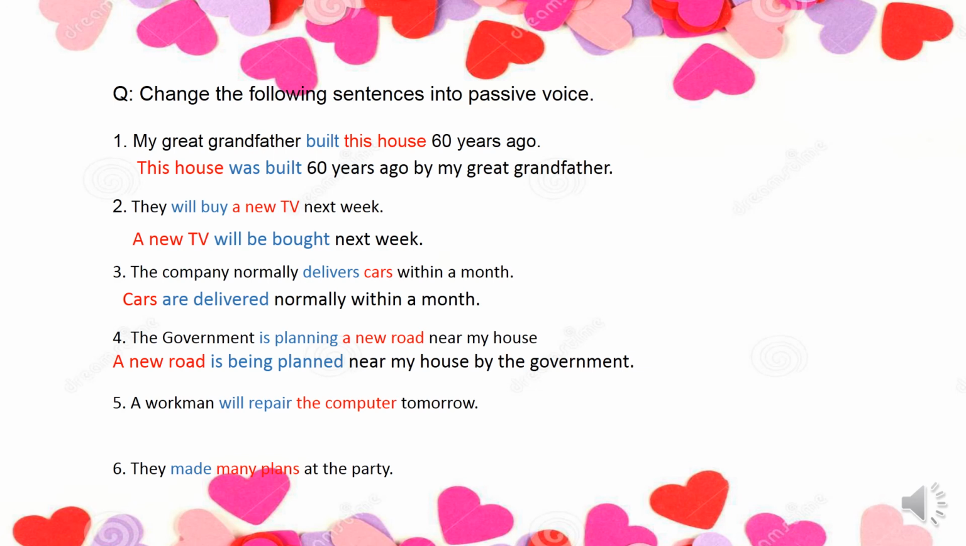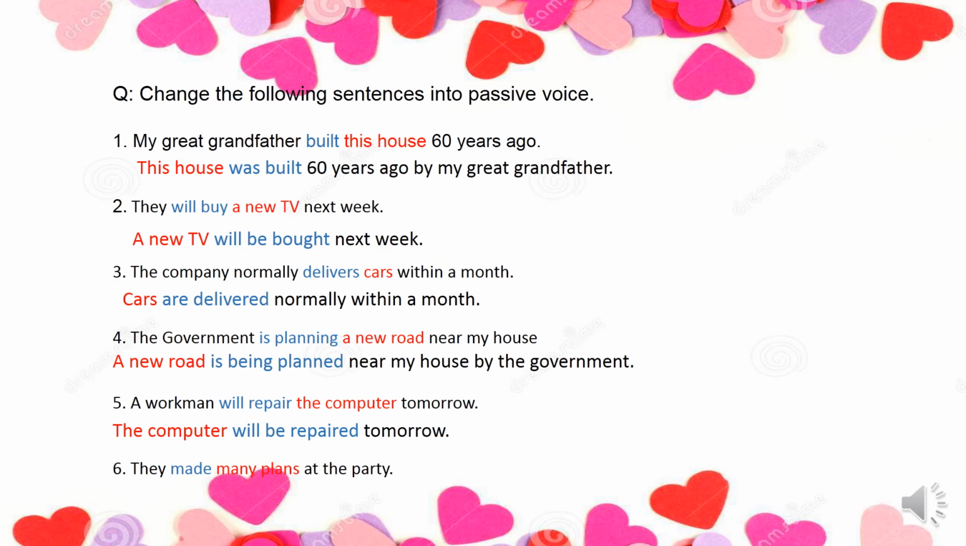Number 5. A workman will repair the computer tomorrow. هاي برضو على will. You bring the computer. Then you add will. For will حكينا بناخد be من verbs to be. Then you add verb 3 repair حتصير repaired tomorrow. So the computer will حتنزل will. You add be. Then you add verb 3 repaired. Then you add the complement.